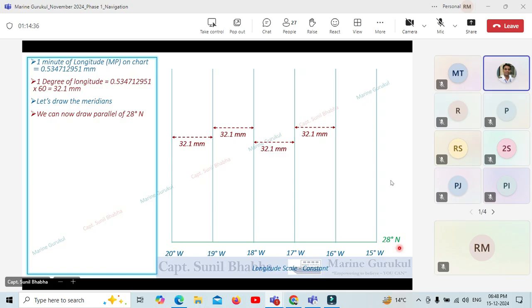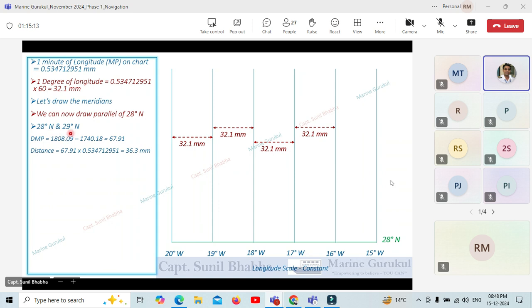Now the question which I face is, how much gap should I be keeping between 28 north and 29 north? Now I do not know what is the length of 1 minute of latitude. So how do we find out the length or distance to be kept between 28 and 29? For this, we find out the difference of meridional parts between these two latitudes, 28 degrees north and 29 degrees north. This can be found from the meridional parts table in the Norris table.